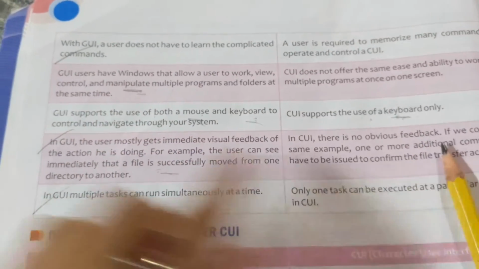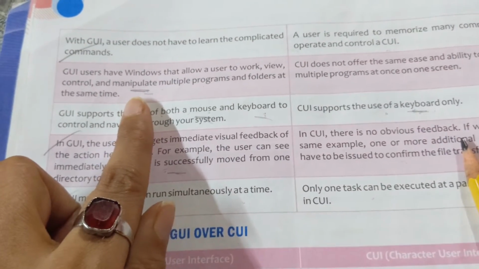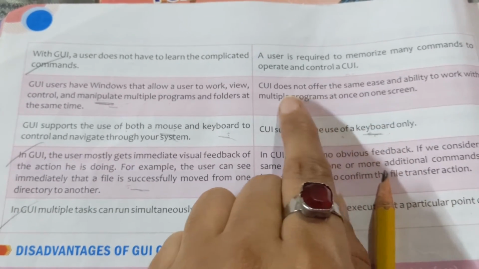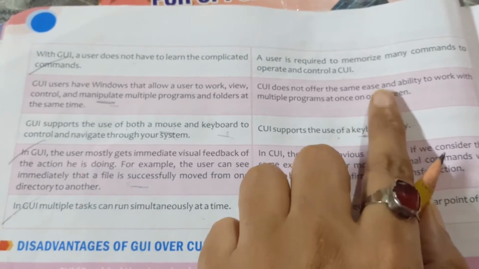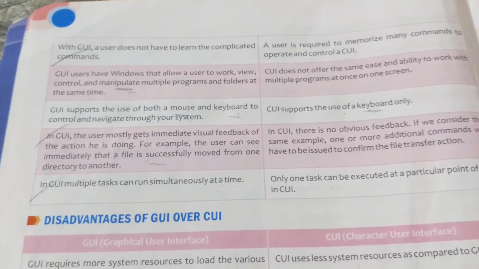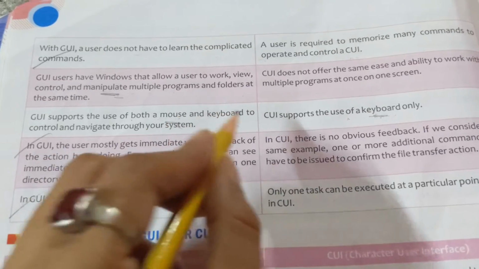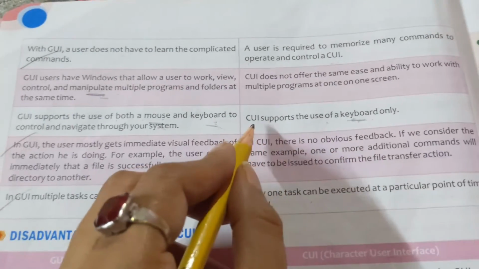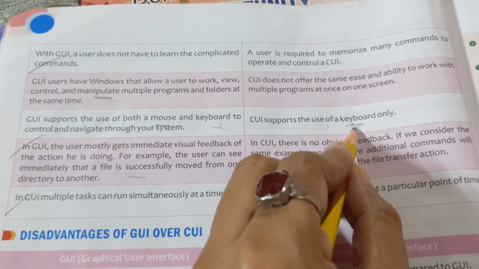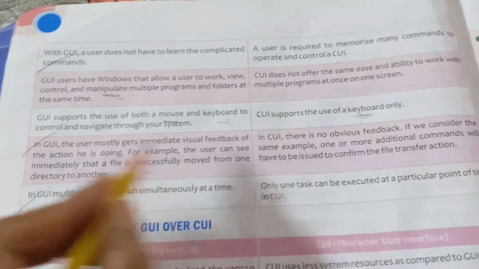So you can work simultaneously on this system, as Windows is a multi-user operating system and CUI is a single user operating system. So it doesn't offer you the same ease and ability to work with multiple programs at once on the screen. GUI supports both mouse and keyboard, but CUI supports only keyboard. There is no need of mouse to use in this system because we have to just type the commands.